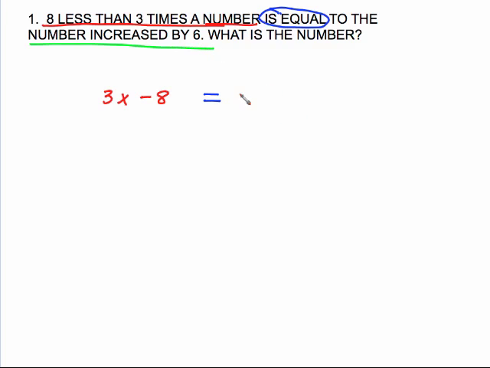Go to what's behind the equal sign, and this says is equal to the number increased by 6, which is just the number increased by 6. There's one that is translated in order from left to right. That right there should be a pretty simple equation to solve.